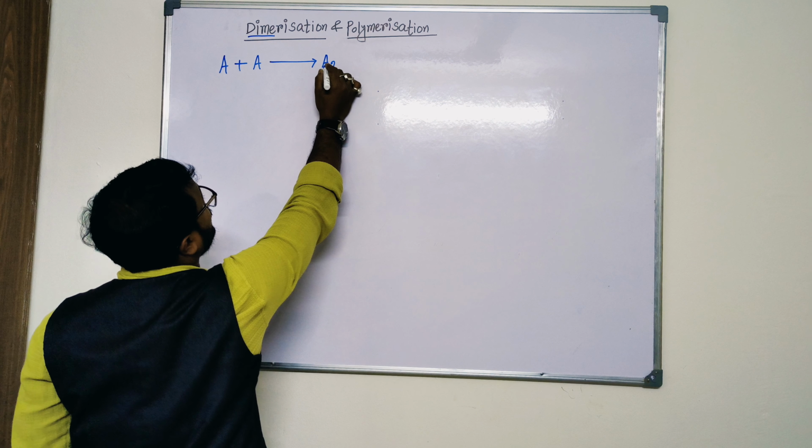BH3 is sp2 hybridized. How can I say that it is sp2 hybridized? B is connected with 3 atoms, 3 hydrogen atoms, 3 sigma bonds. So hybridization is sp2. What is the rule? The rule is number of sigma bonds plus number of lone pairs. This is the concept of hybridization. Here 3 atoms are there, so this is sp2 hybridized. But we know that B2H6 is sp3 hybridized. So how is it possible?